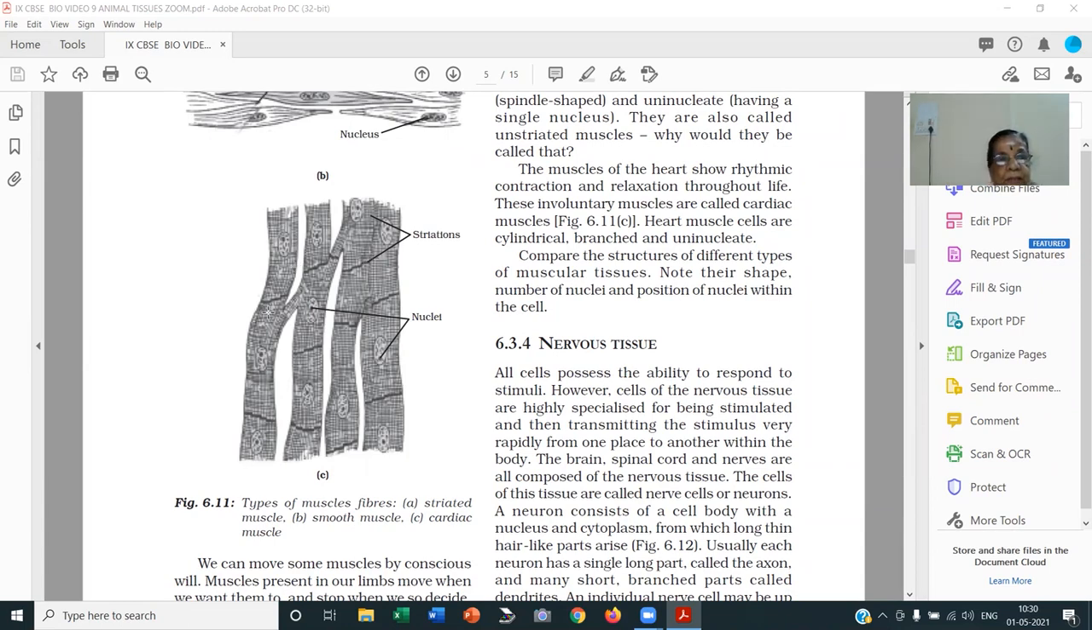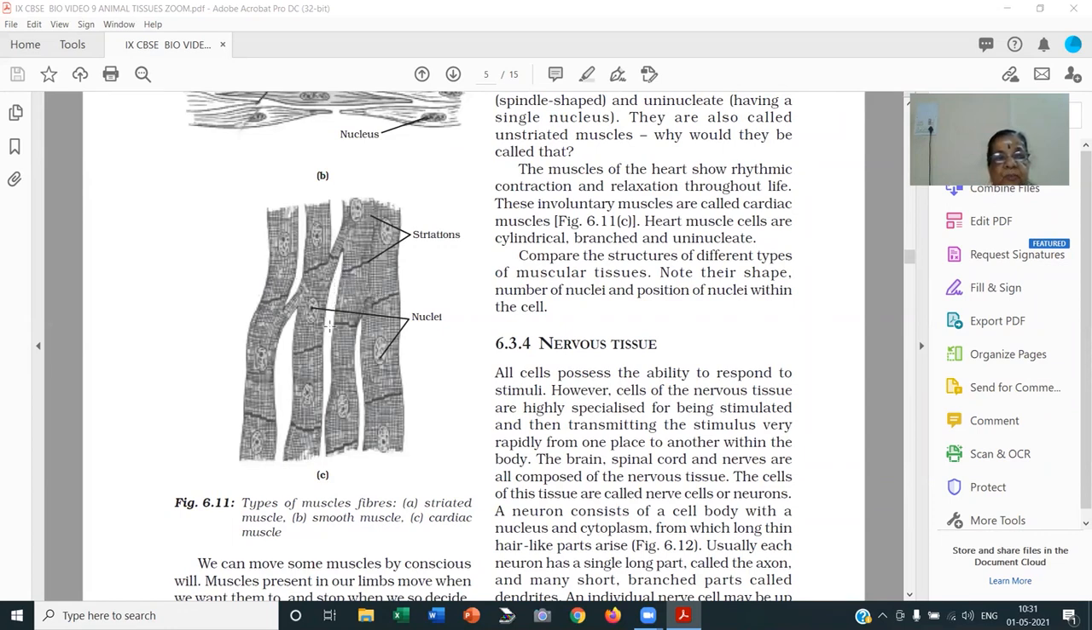Now this is one muscle branch and muscle structure layer. This is another layer. Now the space, it is branched. They are not separate. It is branched. Now the branching in between them, it is called intercalated disc.